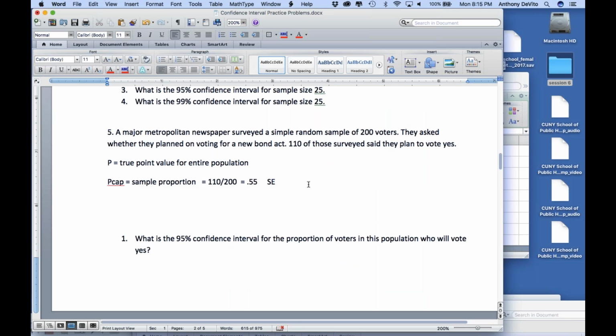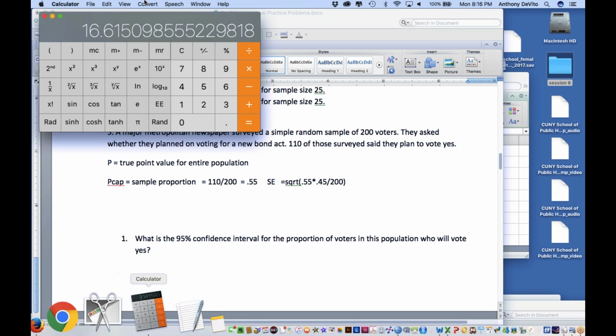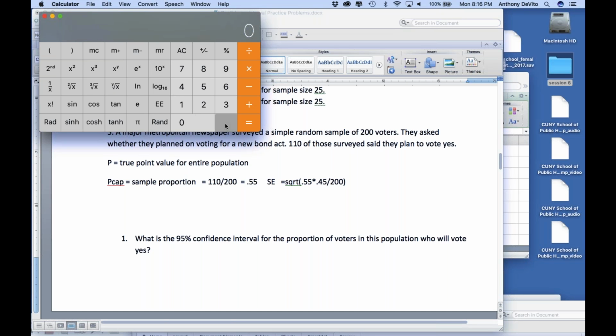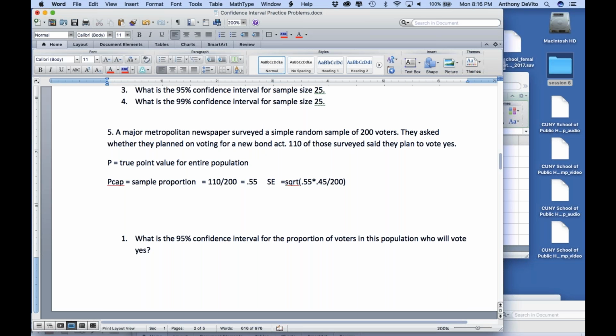So I'm going to do that over here. It's going to be equal to the square root of, and I like doing it this way because it's the same formula for Excel, 0.55 times 0.45, 1 minus that, divided by the sample size. Sample size was 200 voters, right? Okay, so I'm going to go ahead and calculate that now. 0.55 times 0.45 equals that, divided by 200 equals that, and then I'm going to take the square root of that. So my standard error is 0.035, three and a half percent.